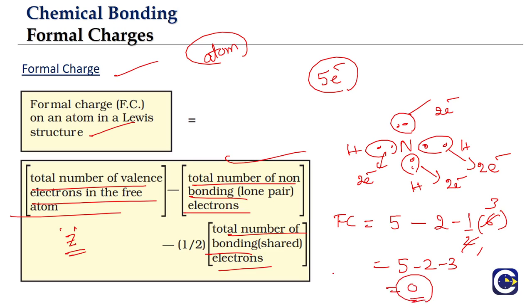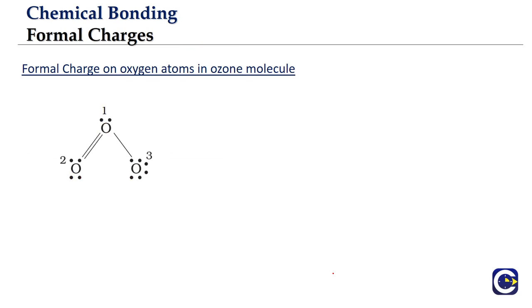So this is how we are going to get the formal charge. It is not like we will always have the formal charge on the atoms to be 0. We will have formal charge values also. It can be sometimes positive, sometimes negative. We will look at ozone. See, ozone is a molecule where we see that there is a coordinate covalent bond.